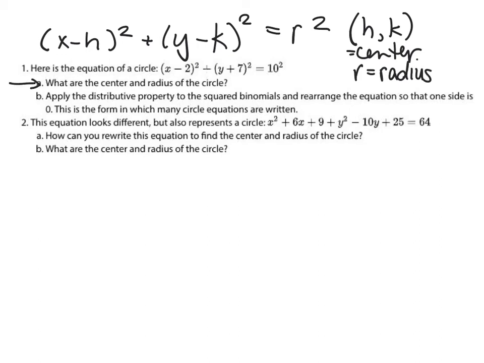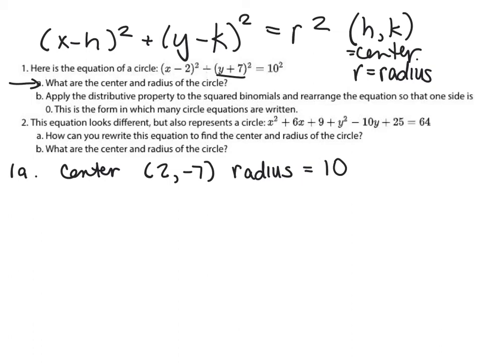So I can use that for A. The center is 2 comma negative 7, and the radius is the square root of 10. Oh no, it's 10 squared. So the radius is just 10. I said it was a negative 7 because if you look, my formula is y minus k. So this needs to be y minus a negative 7 because that's the same as y plus 7. So we have the center and the radius.